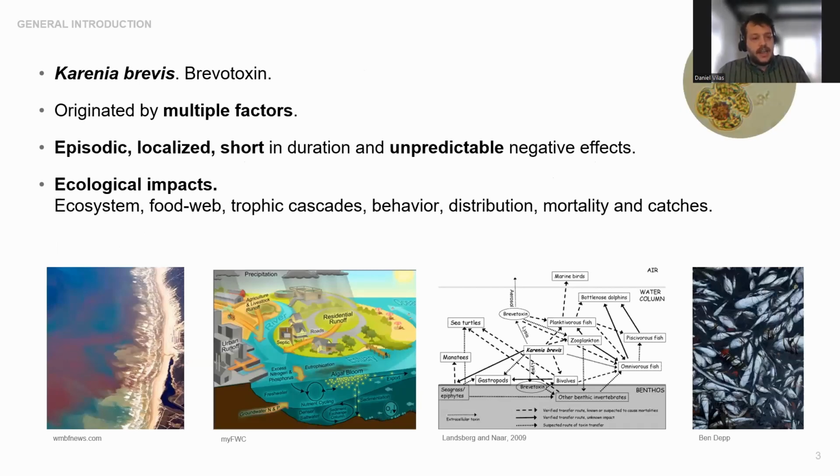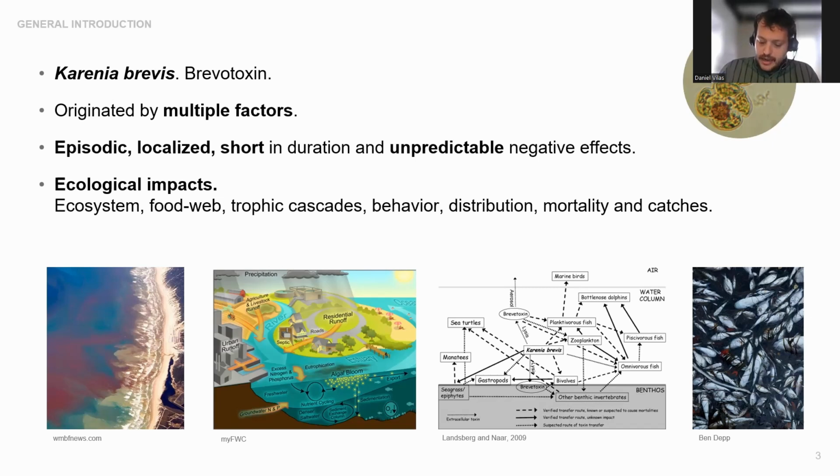Those events are usually caused by Karenia brevis, one of the most common species. This species is a dinoflagellate that secretes a toxin called brevetoxin that affects the nervous system. Those species are present in background concentrations in coastal marine systems. And then some factors that are not well understood provoke the massive proliferation of those populations.